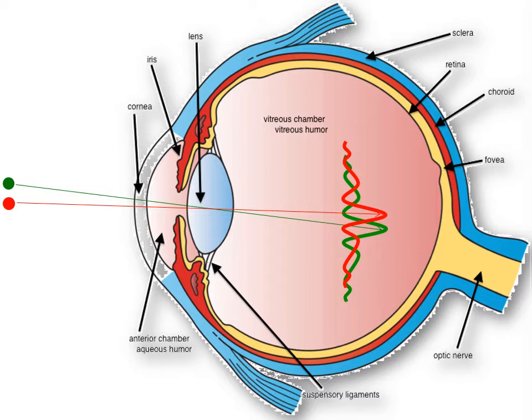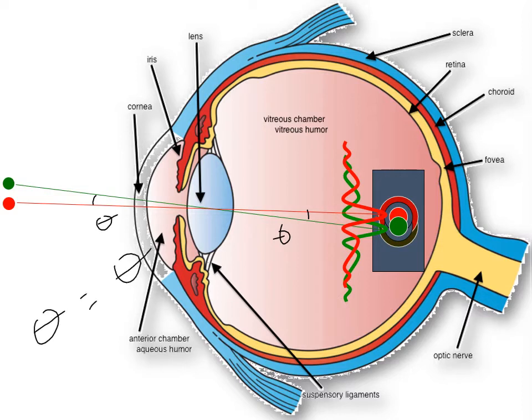The eye is able to make out these, or to resolve the image, when this angle in here, the minimum angle needed to resolve, matches the angular separation between the images. So when these two angles are equal, theta equals theta, you get resolution of the image.